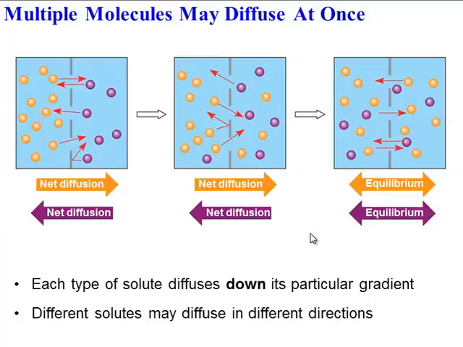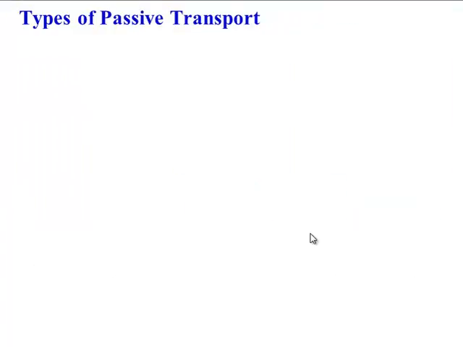So keep in mind that each solute will diffuse down its gradient, not necessarily in the cell, inside the cell, or outside the cell. It all depends on where the concentration is highest. And different solutes will diffuse in different directions because of that. So now let's look at the types of passive transport.